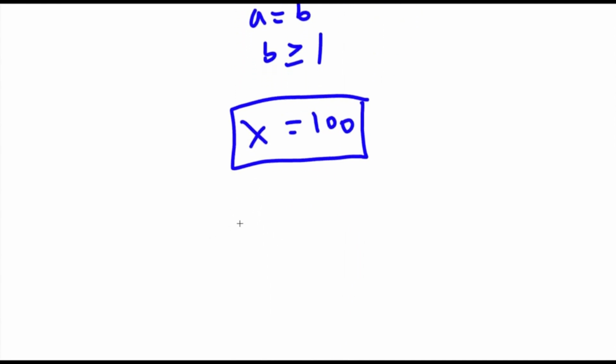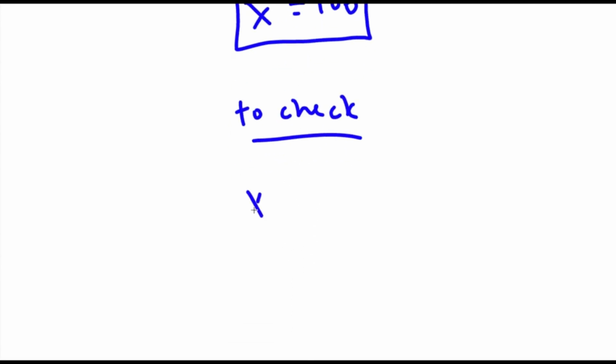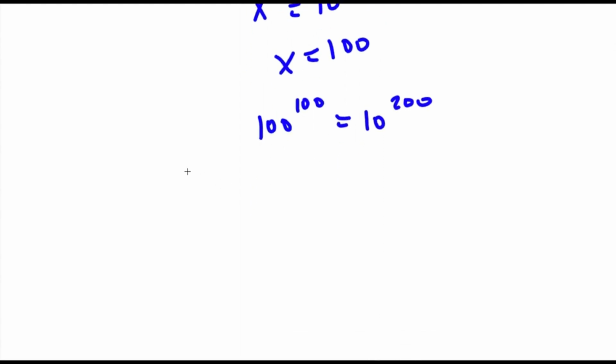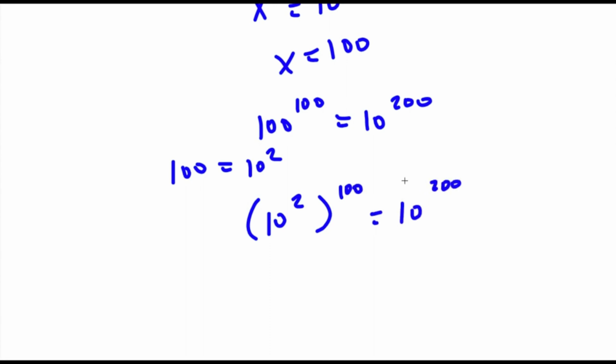Now, to check, I have x to the power of x is equal to 10 to the power of 200. Now x is equal to 100. So now I have 100 to the power of 100 is equal to 10 to the power of 200. Now 100 is the same as 10 squared. So now I have 10 squared to the power of 100 is equal to 10 to the power of 200.